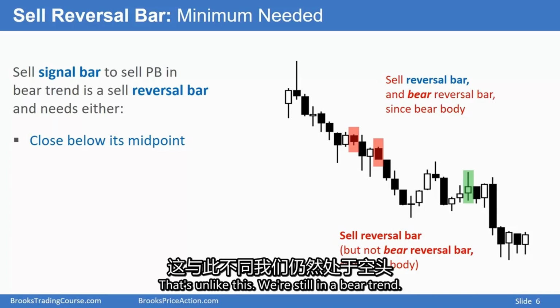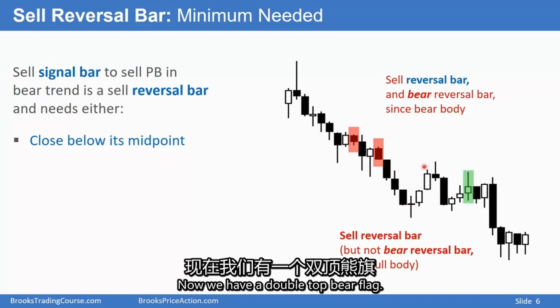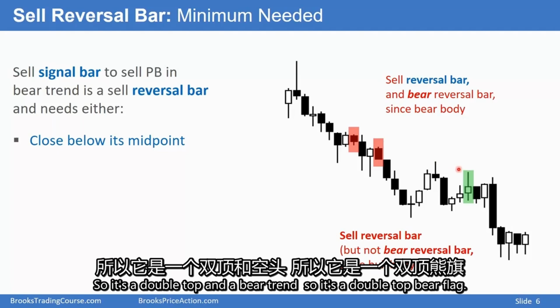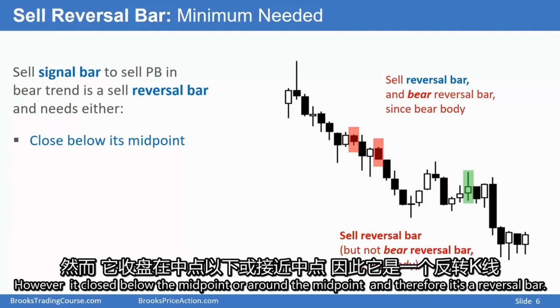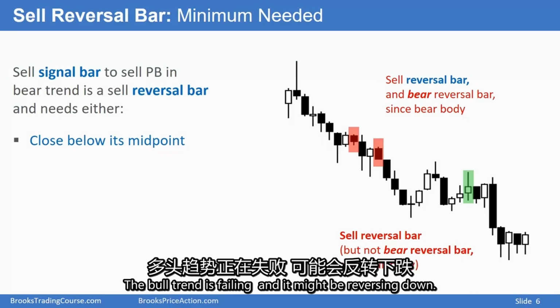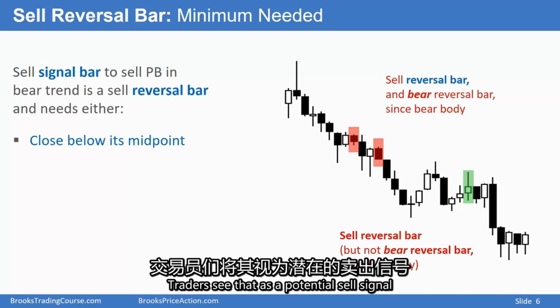That's unlike this. We're still in a bear trend. Now we have a double top bear flag. So it's a double top in a bear trend. So it's a double top bear flag, but it has a bull body. However, it closed below the midpoint or around the midpoint, and therefore it's a reversal bar. The bull trend is failing and it might be reversing down.